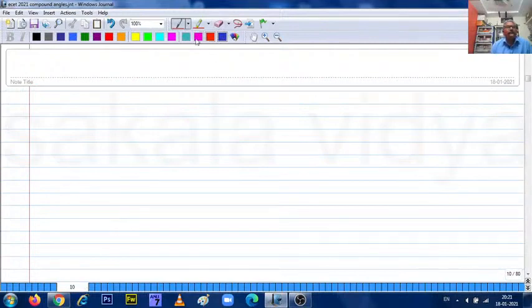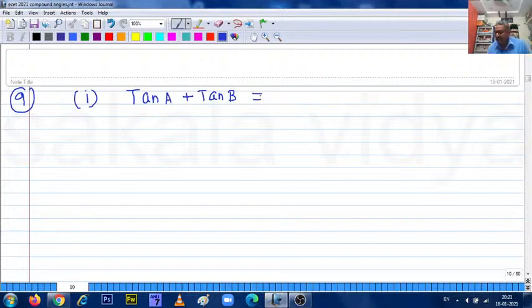So now ninth one. First one, tan A plus tan B. That means actually in applications of trigonometry, that means in heights and distances, this will be useful. So tan A plus tan B is nothing but sine of A plus B upon cos A cos B. Sine of A plus B by cos A cos B is equal to tan A plus tan B.